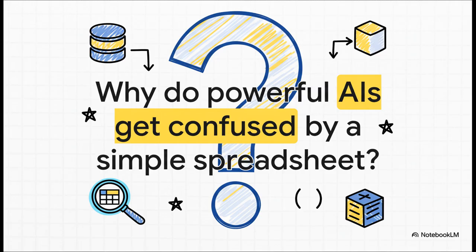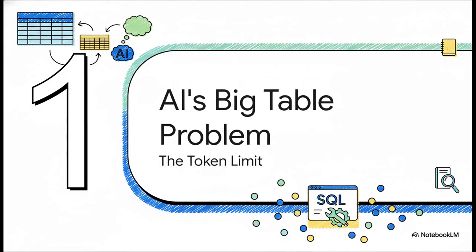We have these incredible large language models, LLMs, that can write poetry and debug code, but if you show them a massive spreadsheet and ask a pretty simple question, they can get completely lost. So what's going on here? Why does this happen? All right, let's get right into it.